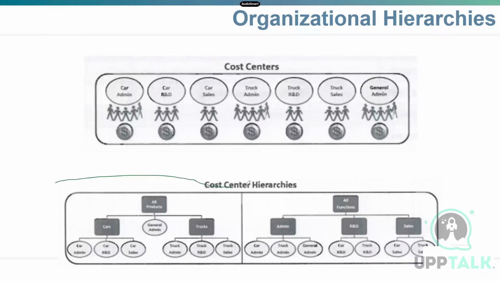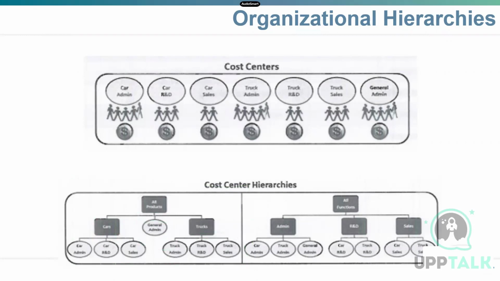Say, on the left side, we see the same cost centers being developed in a different hierarchy. On the top is all products, then you have cars, then you have trucks. Under cars, you have the car admin, car R&D, and car sales. Under the trucks, you have truck sales, truck R&D, and truck admin. And under all products, you have the general admin.